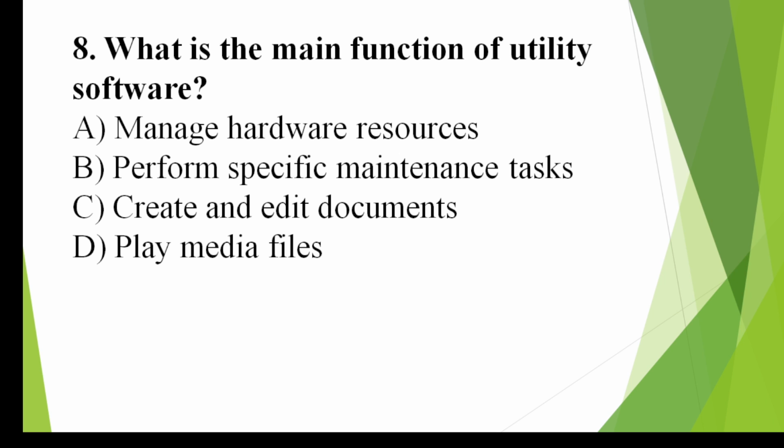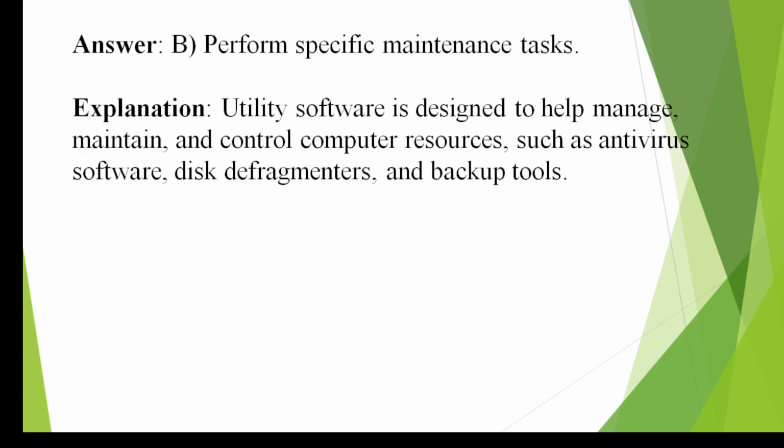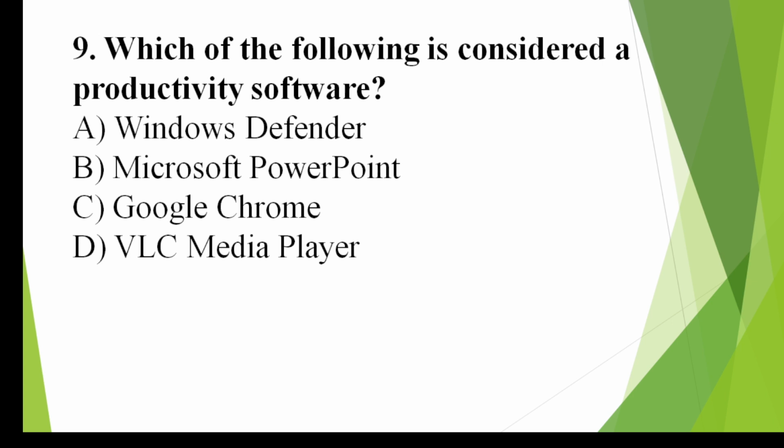What is the main function of utility software? A, Manage hardware resources. B, Perform specific maintenance tasks. C, Create and edit documents. D, Play media files. The correct answer is B, perform specific maintenance tasks. Utility software is designed to help manage, maintain, and control computer resources, such as antivirus software, disk defragmenters, and backup tools. Let's move to question number 9.